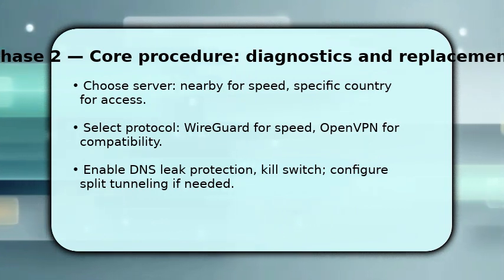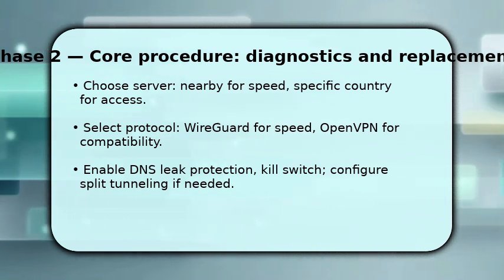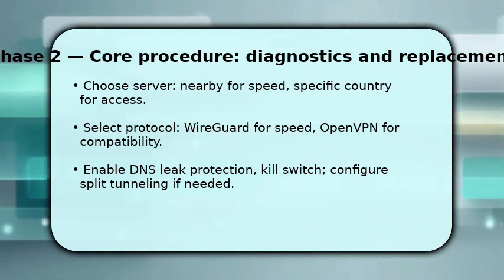Make sure to enable DNS leak protection and the kill switch in settings. These prevent data leaks if the VPN drops. If you need apps to bypass the VPN, configure split tunneling. After settings are adjusted, connect.